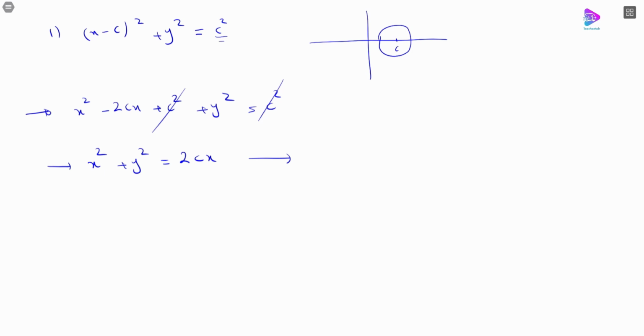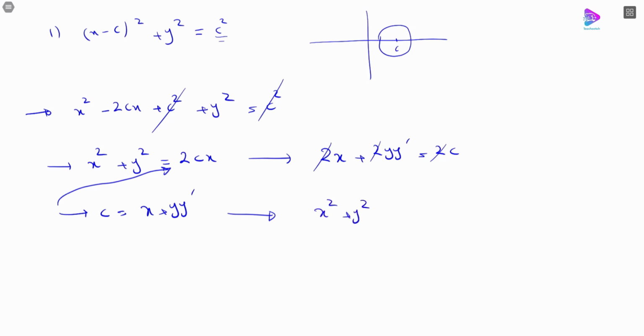We're going to have 2x plus 2y y prime equal to 2c. And then we can divide by 2 and get rid of the 2's. Therefore, we can write down c is equal to x plus y y prime. Let's plug this back in here. So we're going to have x squared plus y squared equal 2x times (x plus y y prime). And then if we open this up, we're going to end up with y squared minus x squared equal to 2xy y prime.